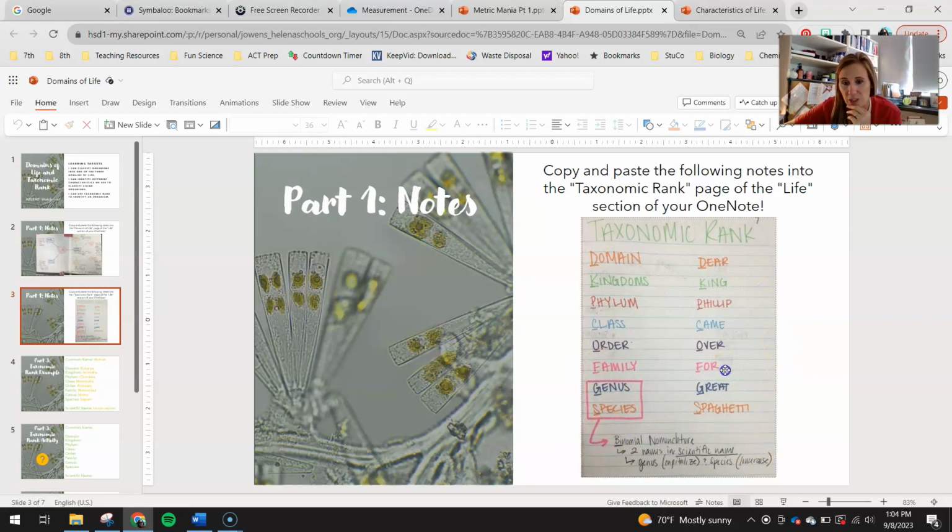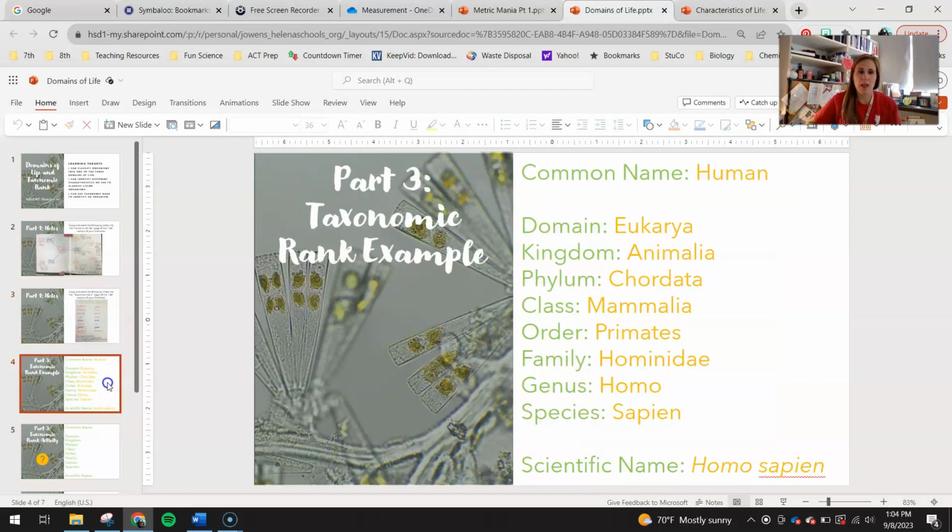One little mnemonic device to help you remember the order of these is: Dear King Philip came over for great spaghetti. The dear is domain, king is kingdom, Philip is phylum, came is class, over is order, for is family, great is genus, and spaghetti is species. So Dear King Philip came over for great spaghetti. That'll help you remember the order. Domain comes first.